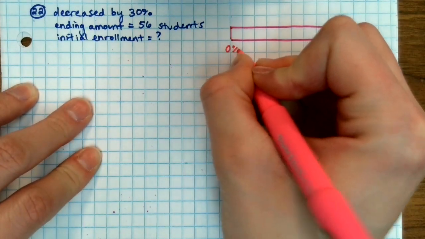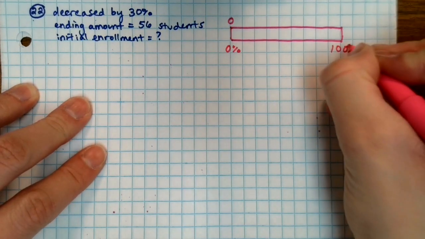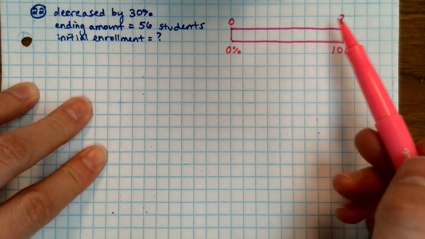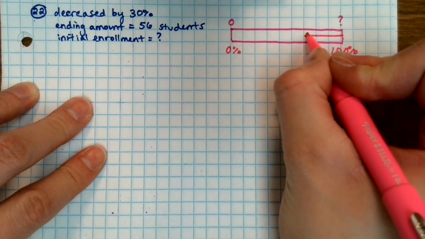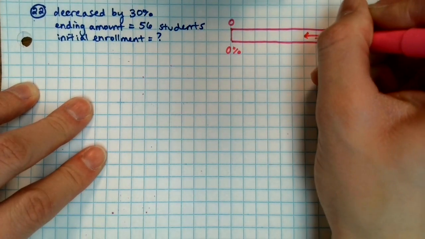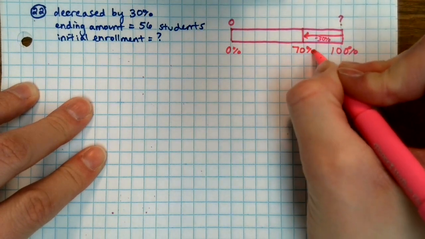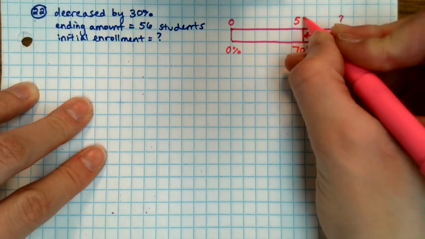So starting would be 0%. That would mean 0 students there. Then 100%, which is what we don't know. We don't know what this starting value is, because that's what we're trying to find. What is this initial 100% amount? It was decreased by 30%. So we took away 30%, which means we have 70% left of whatever the enrollment is, which they tell us that the ending amount was 56.